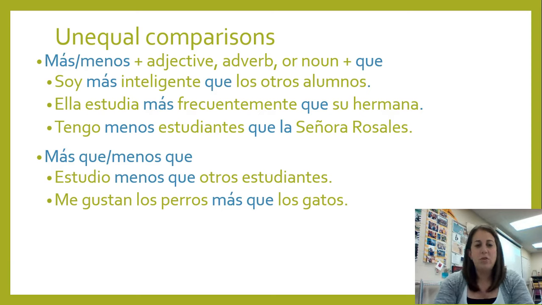Alright, so when we have those two words together, we're going to be using a verb. So like más que, menos que. So for example, yo estudio menos que otros estudiantes. I study less than other students. Or, me gustan los perros más que los gatos. So whenever we're using a verb, we're going to put those two phrases together.